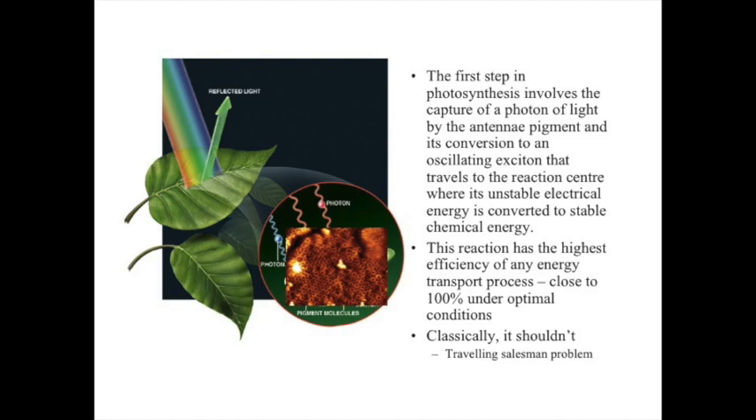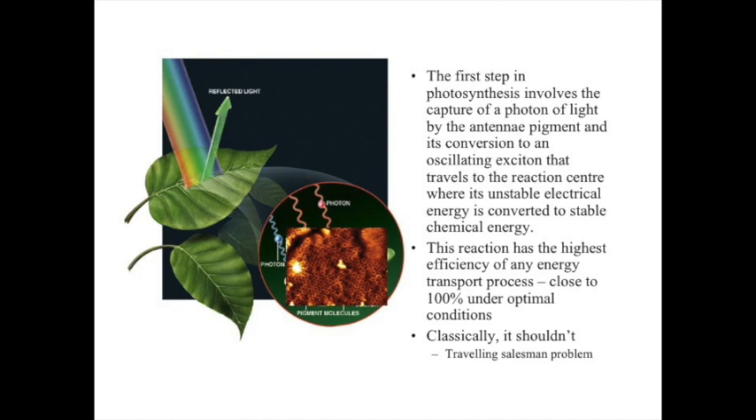And it isn't. The energy nearly always meets the reaction center. So it has this pretty much 100% efficiency. And the problem is understanding how. It's essentially what we could call a traveling salesman problem, in that the exciton could travel through this forest of pigment molecules in any direction it wishes to go.